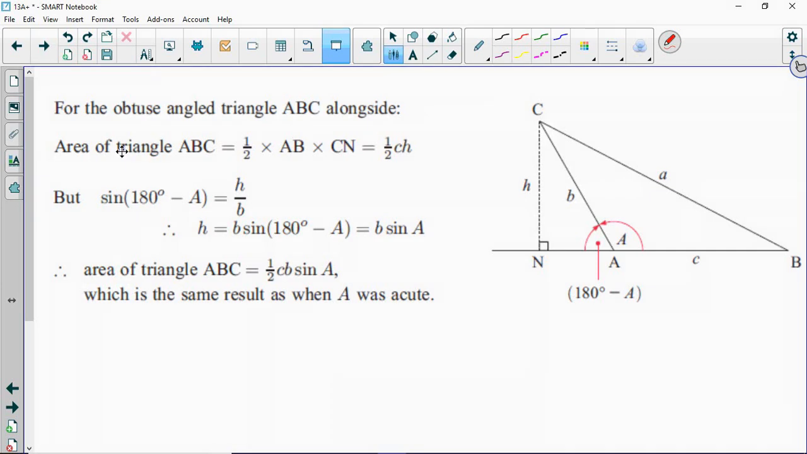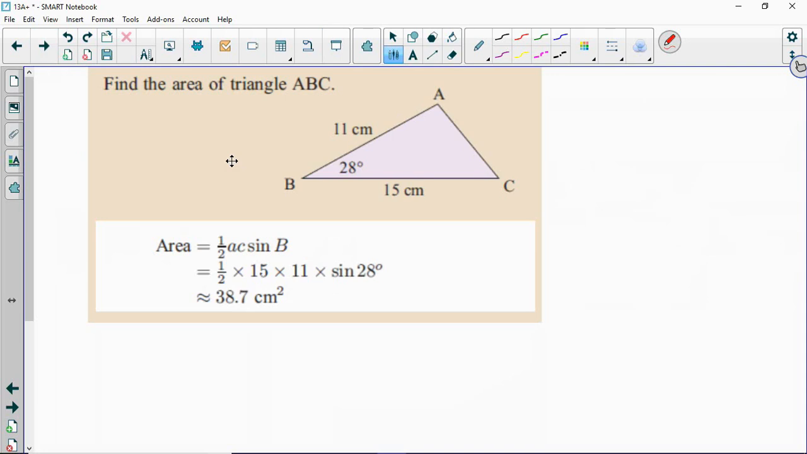Okay, so let's look at an example of this. So here's a triangle. We want to know its area. It's really easy because look, I have a side and a second side and the angle in between them. So the area of this triangle is just 1/2 times 15 times 11 times the sine of 28 degrees. Go to your calculator. 38.7 is the area. So it's just a new formula, and it's very easy to use when you have the information that it requires.